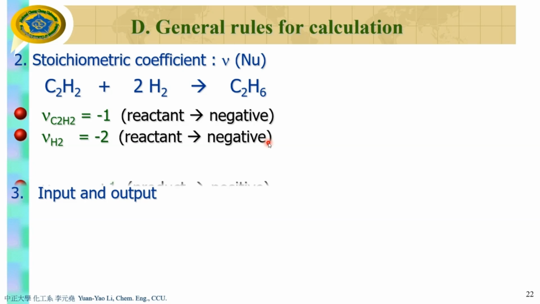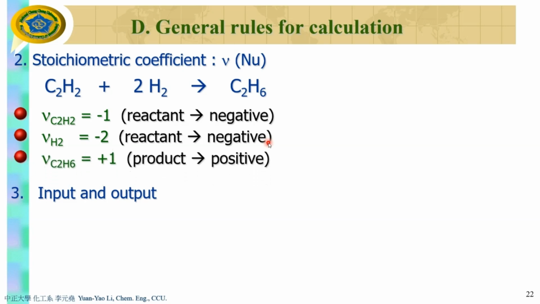Okay, and then how about C2H6? This is plus because it's a product, and it's positive. So for the product, the sign needs to be positive. For the reactant, the sign needs to be negative. So nu of C2H2 will be -1, nu of H2 will be -2, and nu of C2H6 will be +1.